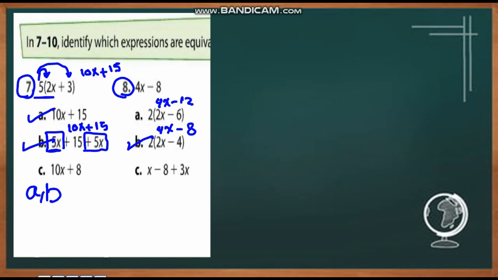So it's answer B. Next, x minus 8 plus 3x. Let's combine the like terms. X plus 3x equals 4x minus 8. Equivalent expression. So the answer here is B and C.